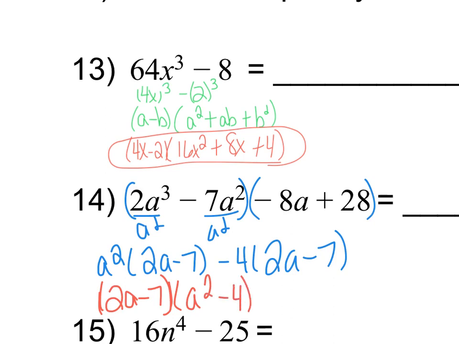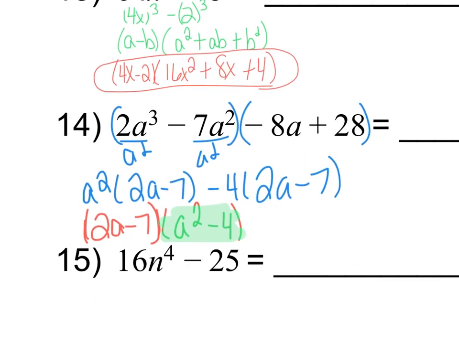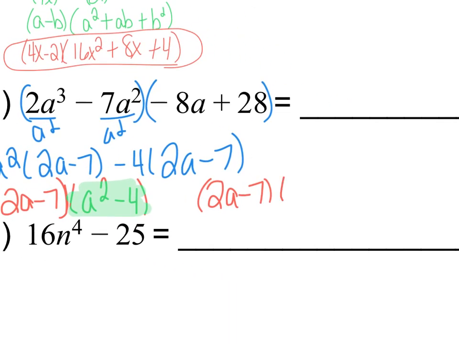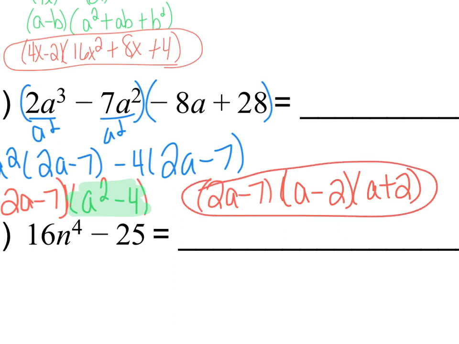Anytime my leftovers that I have factored out and I have something that is squared left, I have to ask myself, can I factor that any further? And in this case we can, because a squared minus 4 is the difference of 2 squares, which means our final answer is going to be 2a minus 7, and that a squared minus 4 factors into a minus 2 and a plus 2. So that should go right up here.